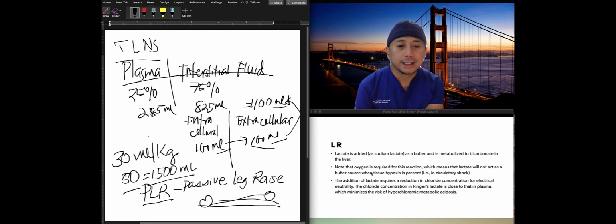All right. And in addition, the lactate requires a reduction in chloride concentration for electrical neutrality. So your chloride concentration in LR is close to that in plasma, which minimizes the risk of hyperchloremic metabolic acidosis. I told you guys, if you're giving your patient too much isotonic saline, you end up giving them hyperchloremic metabolic acidosis. But that's a very rare case. It's not going to happen all the time unless you gave this patient too much normal saline.